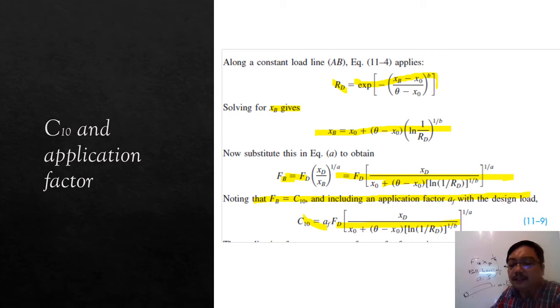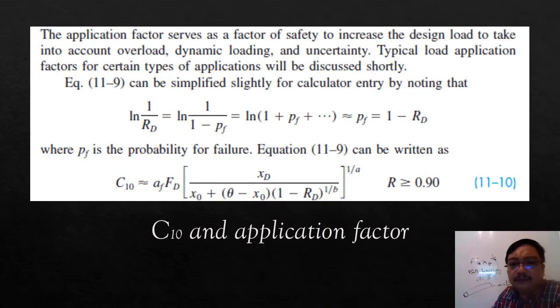There is a table in the textbook. You can see the table for the application factor. The application factor serves as a factor of safety to increase the design load, to take into account overload, dynamic loading, and uncertainty. Meaning that, suppose you are designing a bearing.